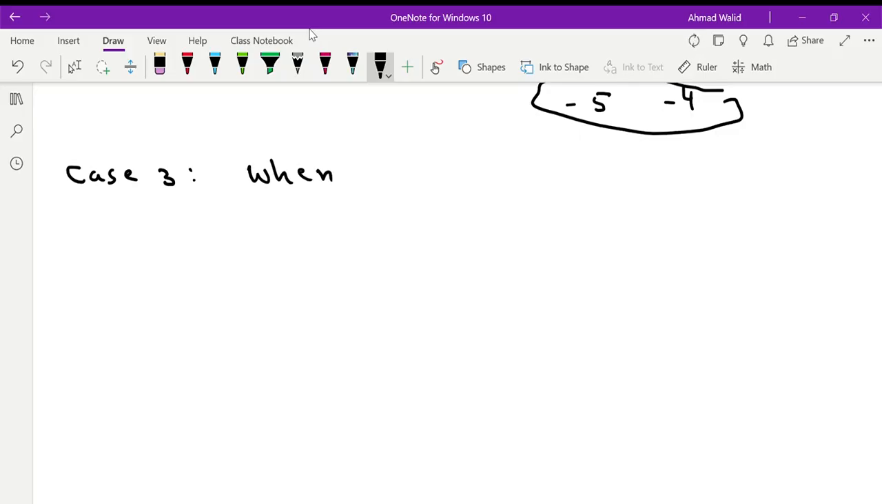Case number 3. When B is positive, C is negative. Correct? For example, x squared plus 8x minus 20.